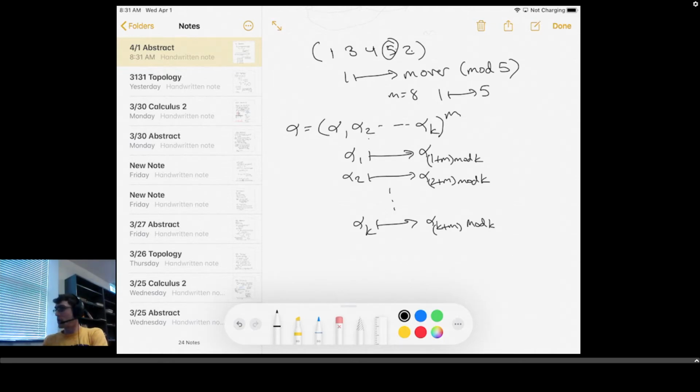So does that make sense how I'm writing that? I've tried to make it in this more general context, but it's the same business. This is exactly moving over m, but we're doing it mod k because we know we have to cycle back around. Let me know if you want clarification on that.